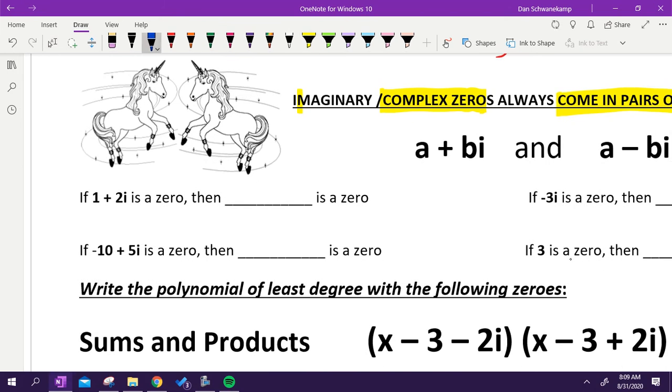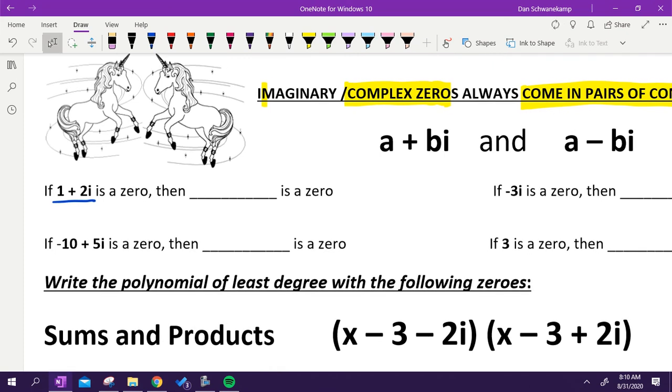All right. So for example, if you have a 0 that is 1 plus 2i, its conjugate is also going to be an answer to your equation. So if 1 plus 2i is a 0, then its conjugate is a 0. To make a conjugate, all you do is change the sign in front of the complex part. So if it's 1 plus 2i, then its buddy 1 minus 2i is also going to be a 0.